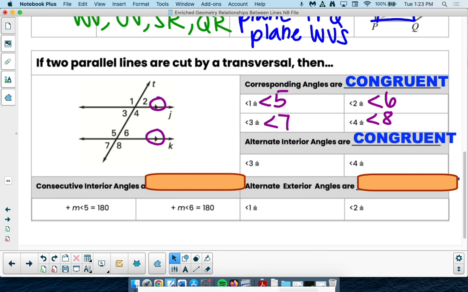Alternate interior angles now become congruent as well. So what's alternate interior to angle 3? 6. Perfect. Angle 4 and angle 5. Yep, would also all have the same measure.